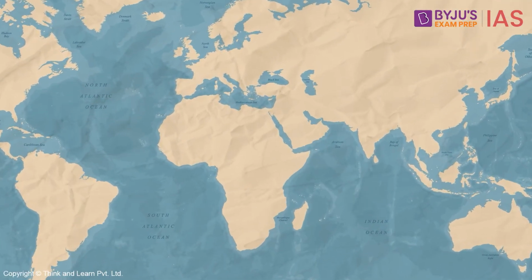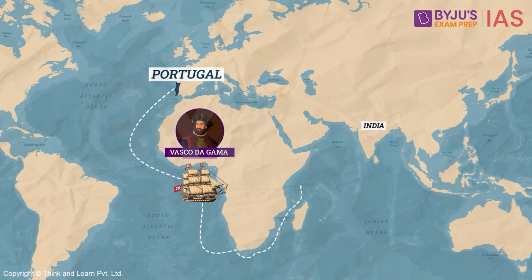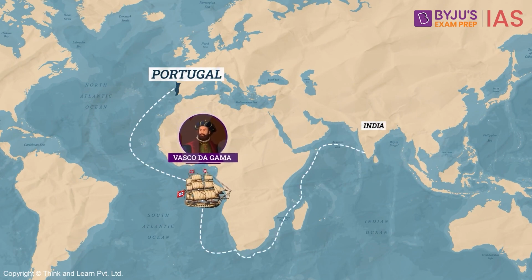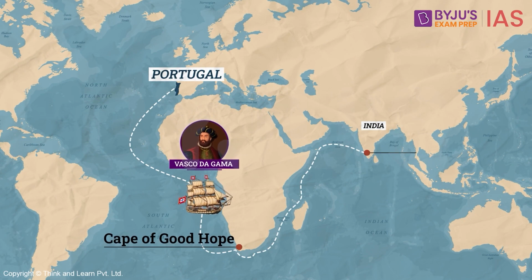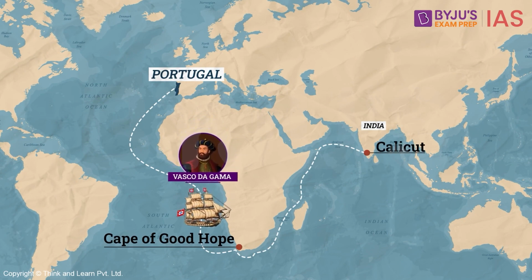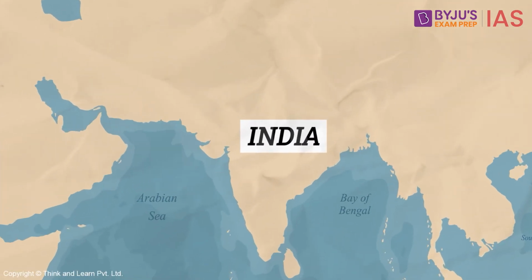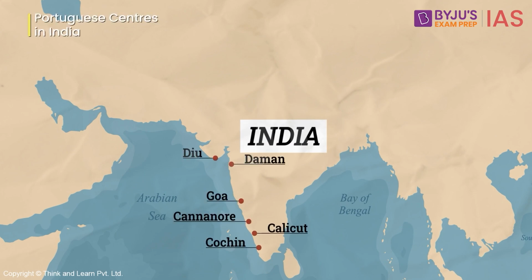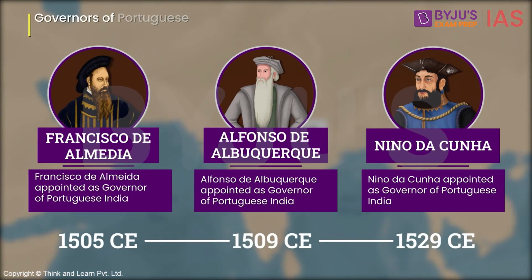He succeeded in reaching India through an all-sea route circling Africa at the Cape of Good Hope to reach Calicut in 1498. Over the next few years, the Portuguese started establishing factories and settlements in the coastal regions of India. And to oversee these developments, the Portuguese also appointed governors in India.